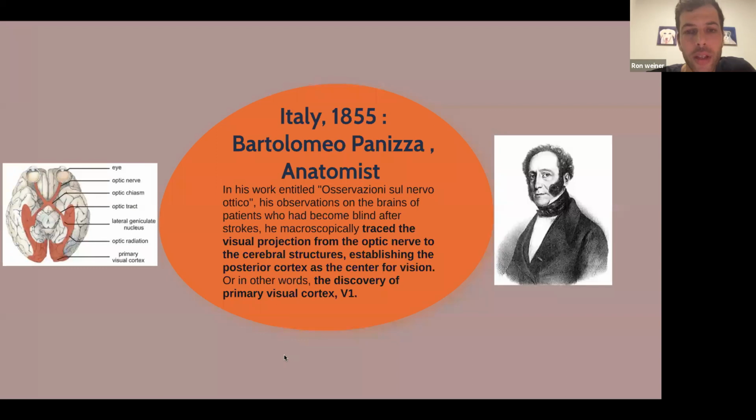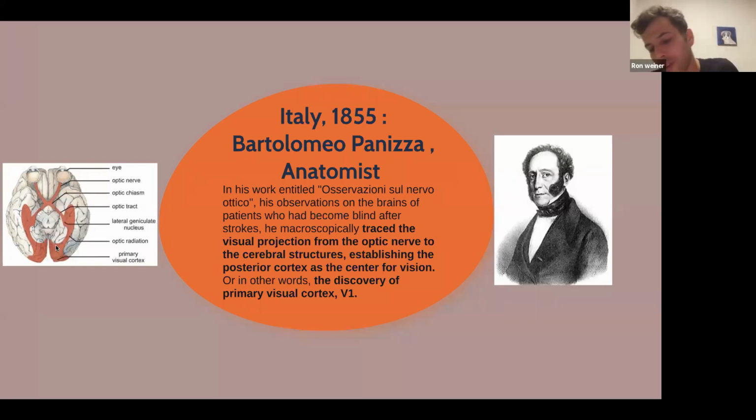And he traced, as I bolded here, the visual projection from the optical nerve to the cerebellum structure, establishing the posterior cortex as the center for vision. What we see on the left side in the picture, on the upper side, is the eyes. The perspective here is from the top of the head, as if someone is looking from above at the brain, and we see just a slice of it. The upper side is the eyes, and the bottom side is the primary visual cortex, which he discovered. And you can see those connections, the traces of the nerves in red, that this is what he found.